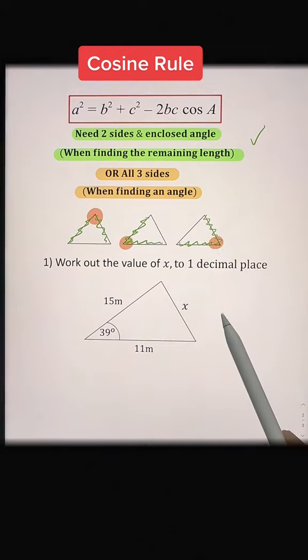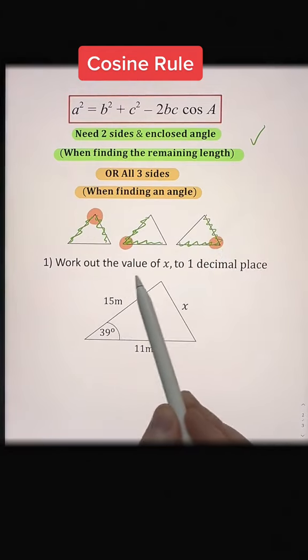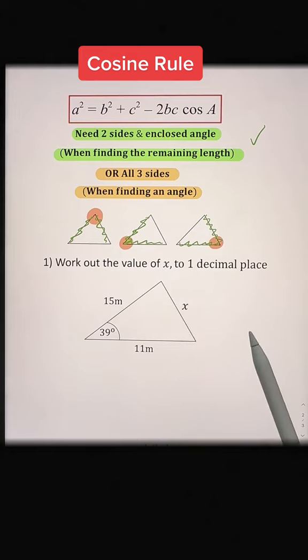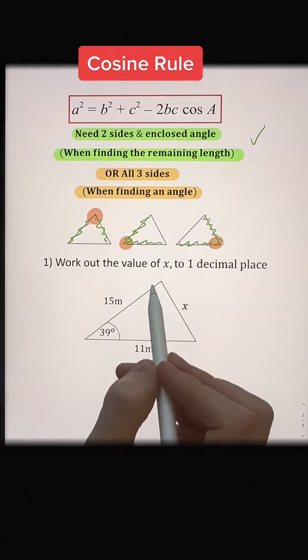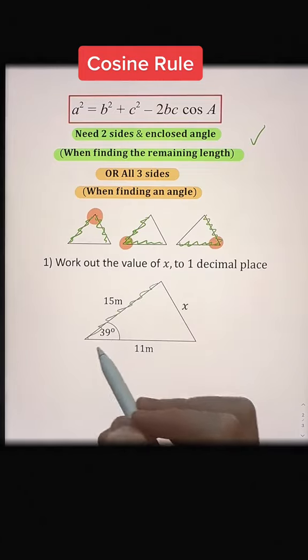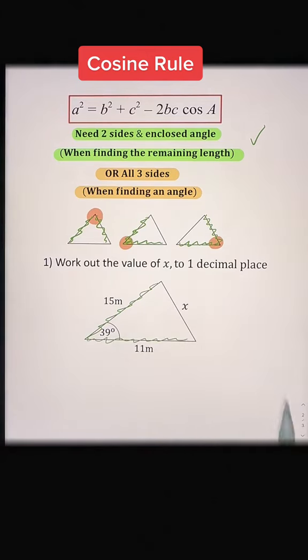Looking at question 1, here we're asked to work out the value of x to one decimal place. Well, here we can see x is a length. We can see it's the cosine rule as we're given two sides. Here we're given the left-hand side and we're given the base. And we're given the enclosed angle, i.e. the angle that encloses the two sides, which is 39 degrees.